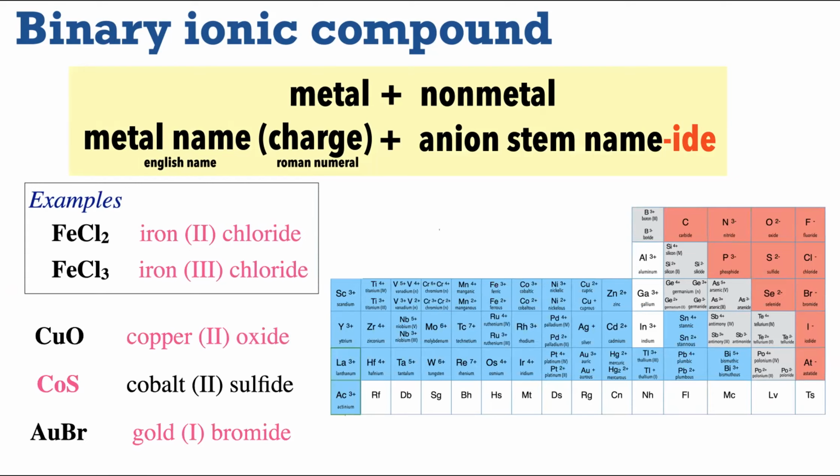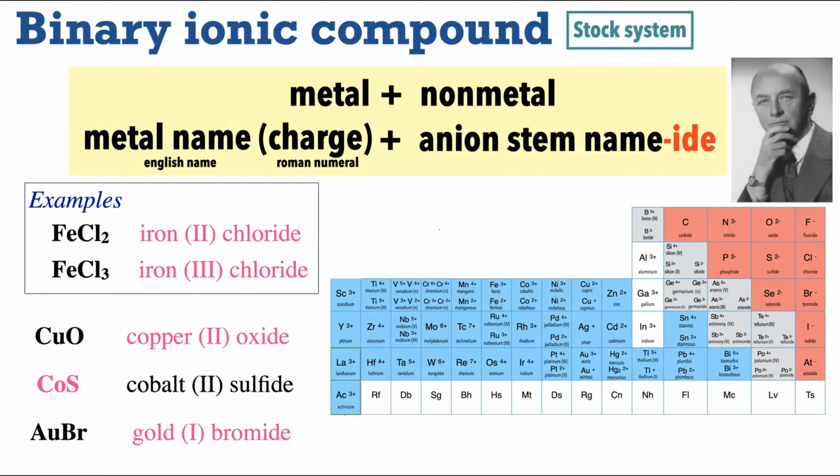This system of naming transition metals is known as the Stock system, named after the German chemist Alfred Stock, who first published it in 1919. This is now known and accepted as the IUPAC system of naming.